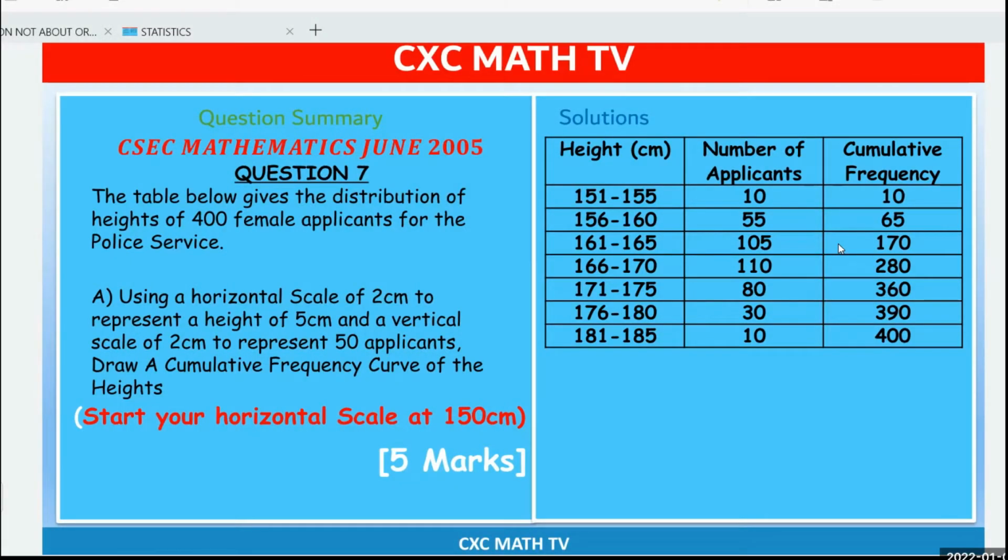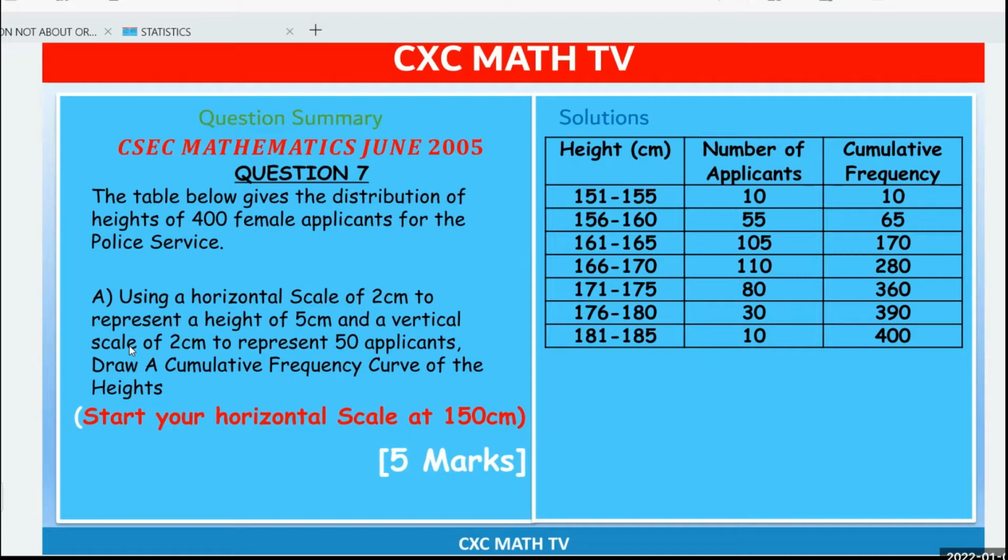All right, so today we're going to be doing statistics, and statistics is usually in question 7 of the CSEC mathematics paper. So this question here says the table below gives the distribution of the heights of 400 female applicants for the police service. Using a horizontal scale of 2 centimeters to represent a height of 5 centimeters on the vertical scale.